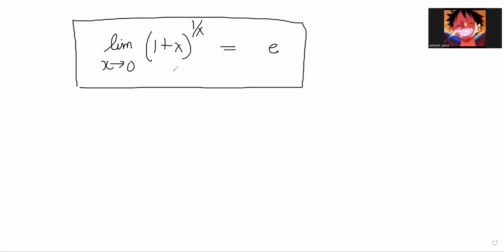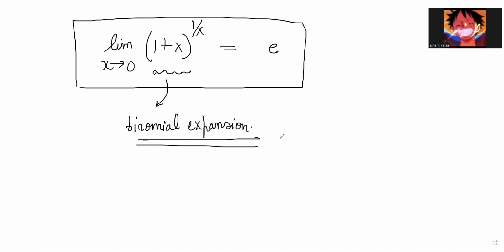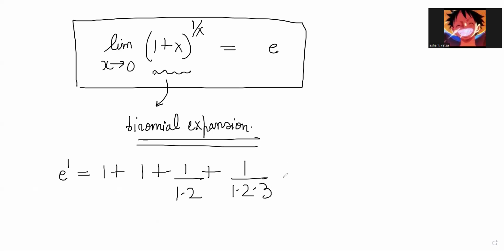And how did we derive it? We derived it by binomial expansion of this. Later, we will learn much more, but for now, this is enough. And we have basically figured out e power 1 is equal to 1 plus 1 plus 1 by 1 into 2 plus 1 by 1 into 2 into 3 plus 1 by 1 into 2 into 3 into 4 and so on, right?